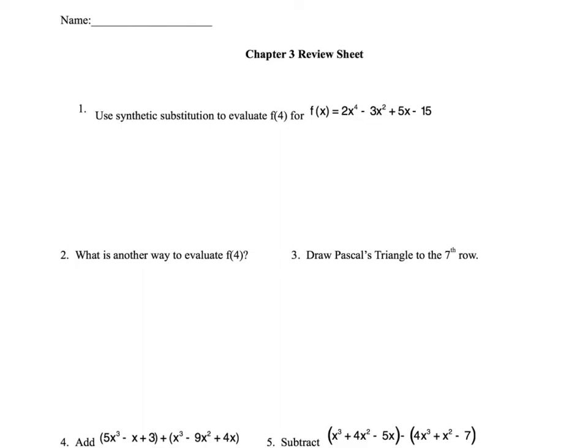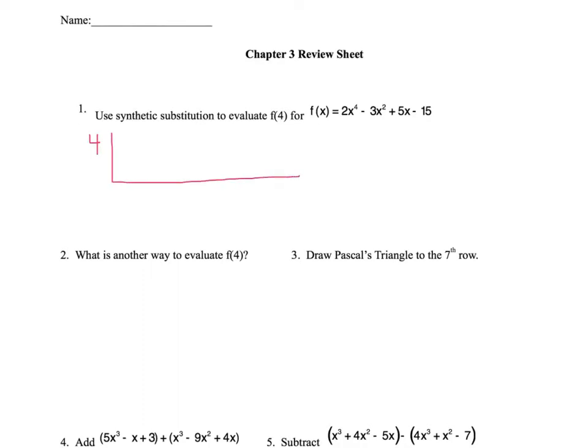For the Chapter 3 review sheet, we first want to use synthetic substitution to evaluate f of 4 for f of x equals 2x to the fourth minus 3x squared plus 5x minus 15. So we can use synthetic substitution instead of actually taking 4 and plugging it into the function to find out what f of 4 equals.